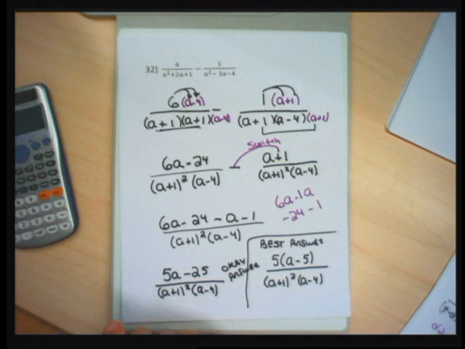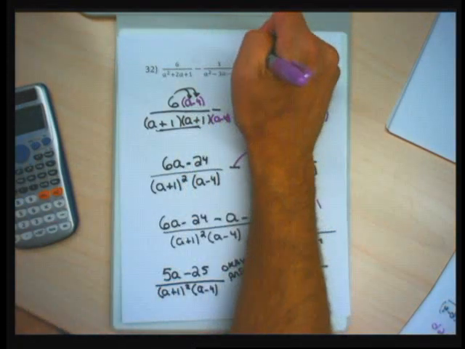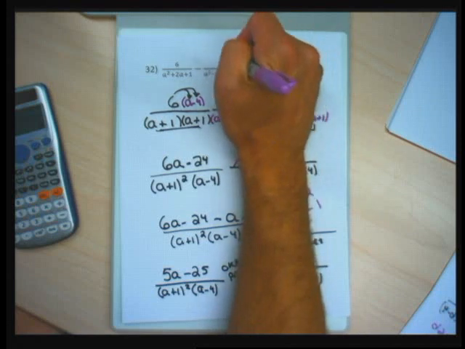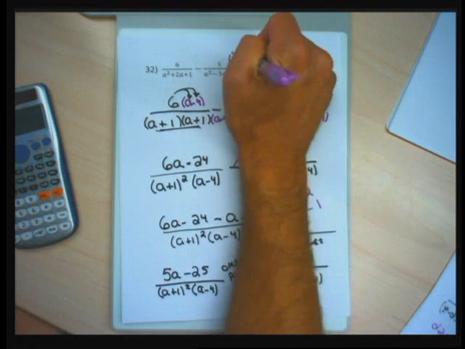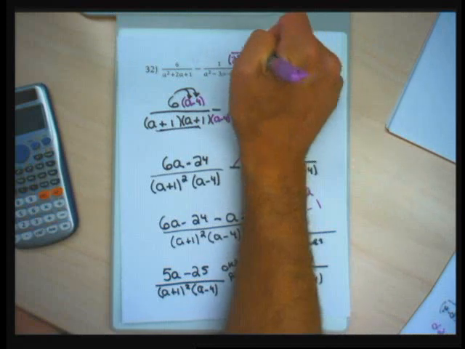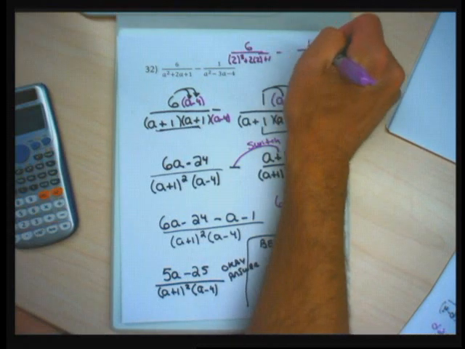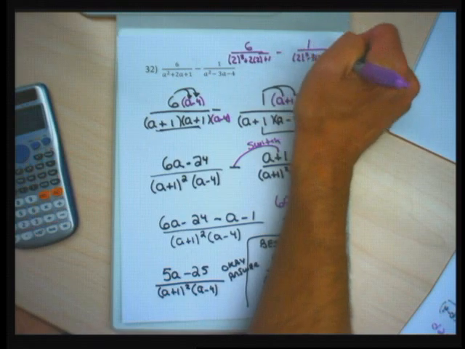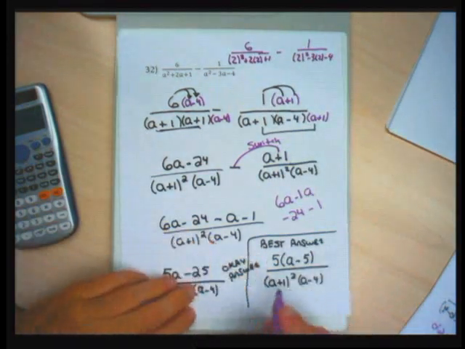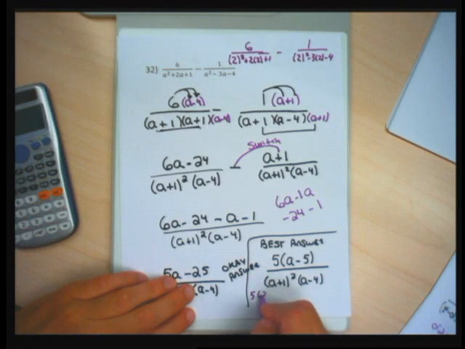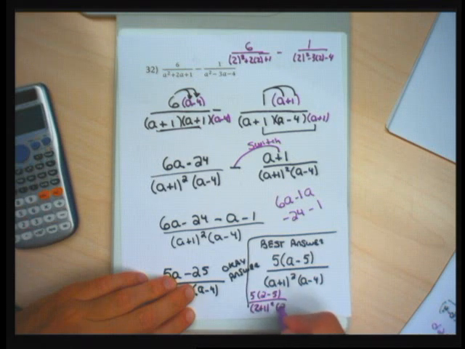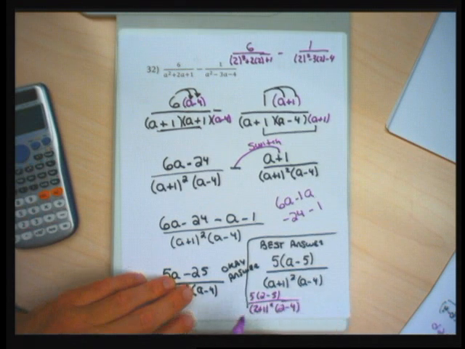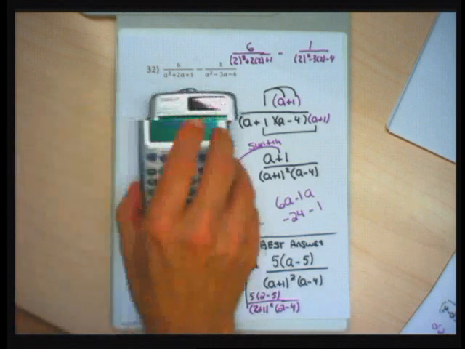Alright, I'm going to plug in 2 for my checking. So I'm going to go 6 over 2 squared plus 2 times 2 plus 1 minus 1 over 2 squared minus 3 times 2 minus 4. And then down here I'm going to go 5 times 2 minus 5 over 2 plus 1 squared times 2 minus 4. And I'll do my best to show that those are equal to each other.